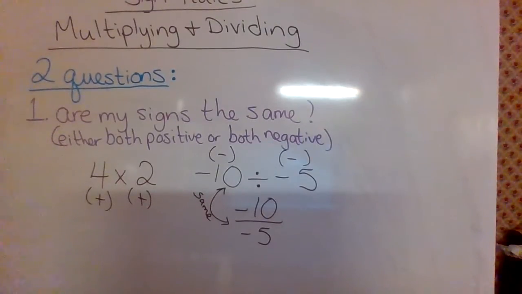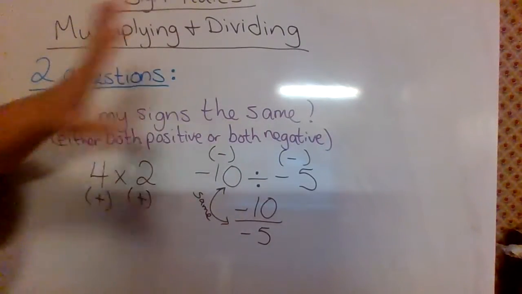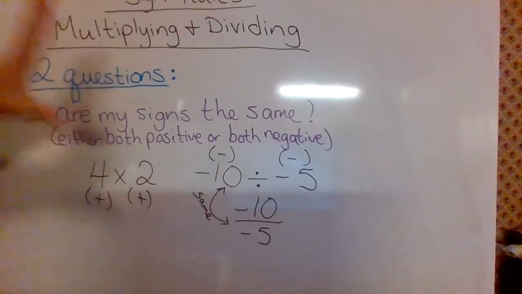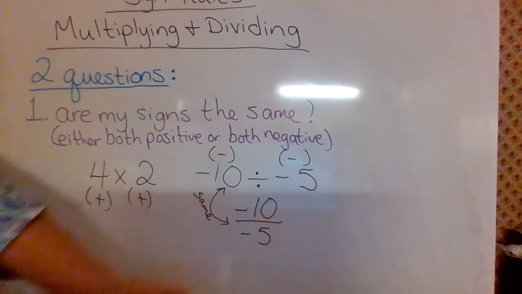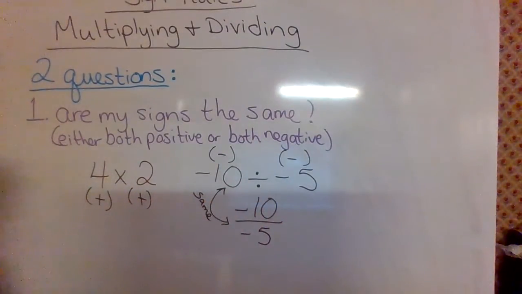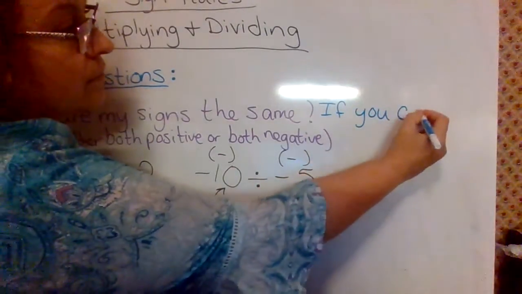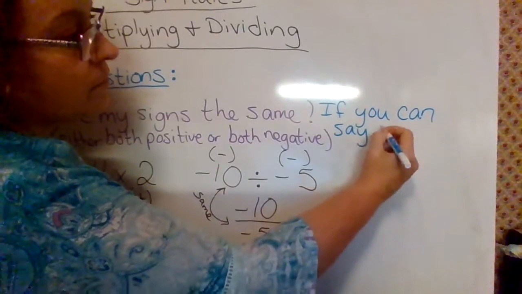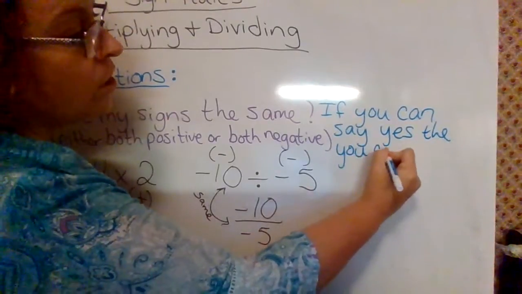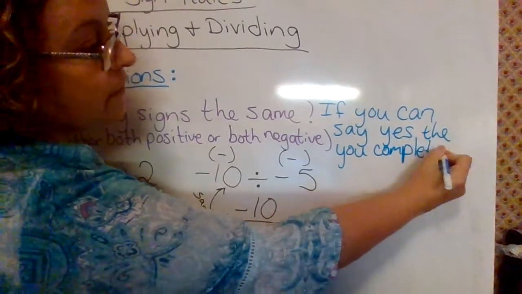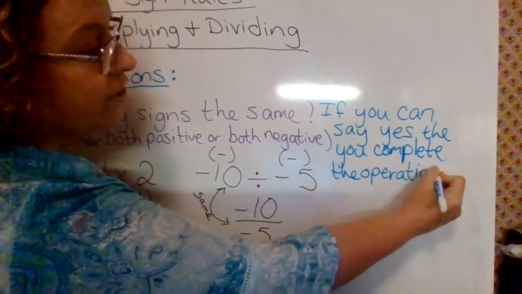Okay? Now, granted, I did one multiplication and one division, but this is true no matter which operation you're talking about. If your signs are the same, that's what you're asking yourself. Here I have 2 positives. Here I have 2 negatives. So if you can say yes, then you complete the operation, whether it's multiplication or division.